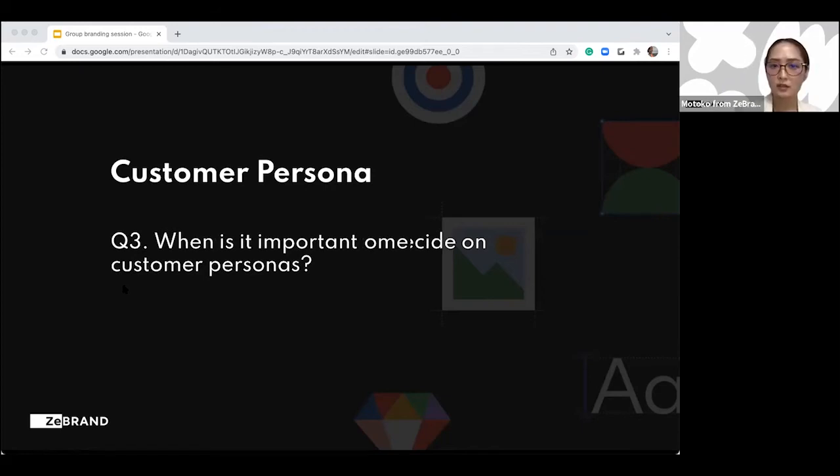So when is it important to just decide on customer persona? Well, as soon as possible, right? Your customer persona is related to your brand foundationally, what your brand is. The mindset that you're after is going to be connected to your product offering and what you do and what you stand for as a brand. So, you're really thinking about it from the beginning.